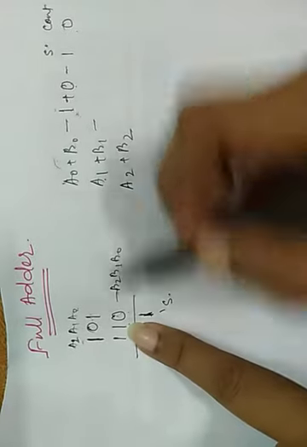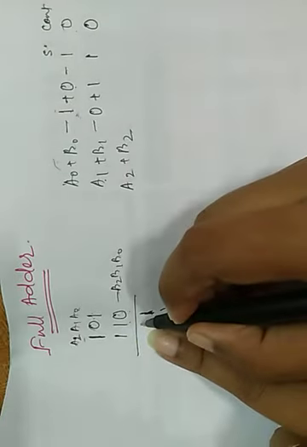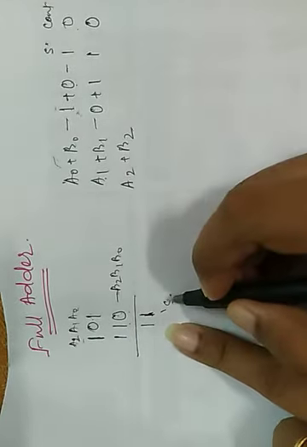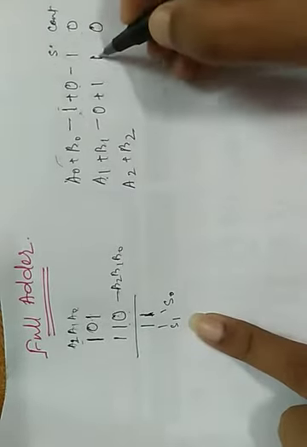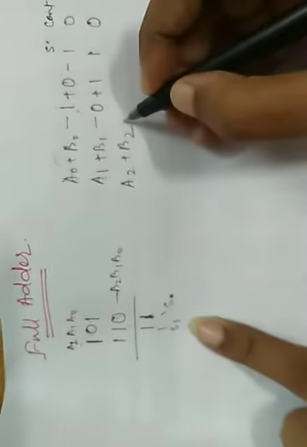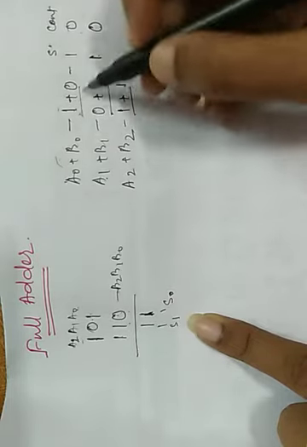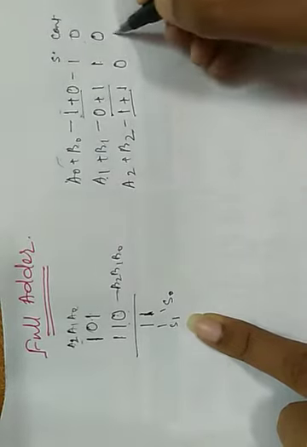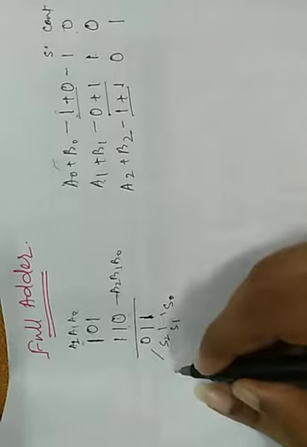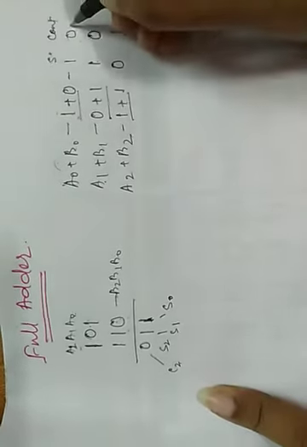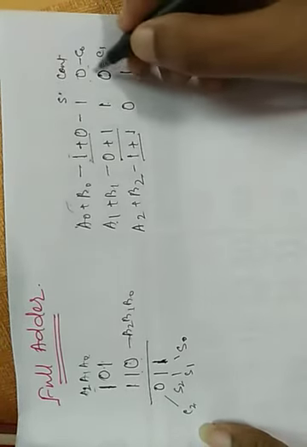Then A1 B1 is 0 1. That means 0 plus 1. Again sum is 1, carry is 0. So it is S1 equals 1 and carry 0. Then A2 B2 is 1 1. That means 1 plus 1. Every time we have to add 2 bits. So 1 1 means 0 1. That means here it is 0, S2, and carry out C2. This is C0, C1, C2. So C0, C1 are 0.